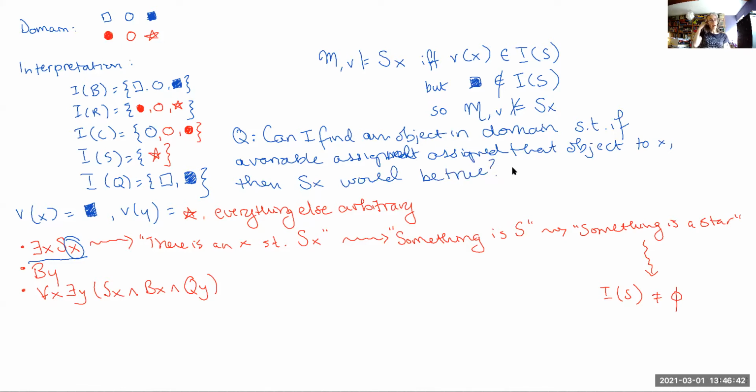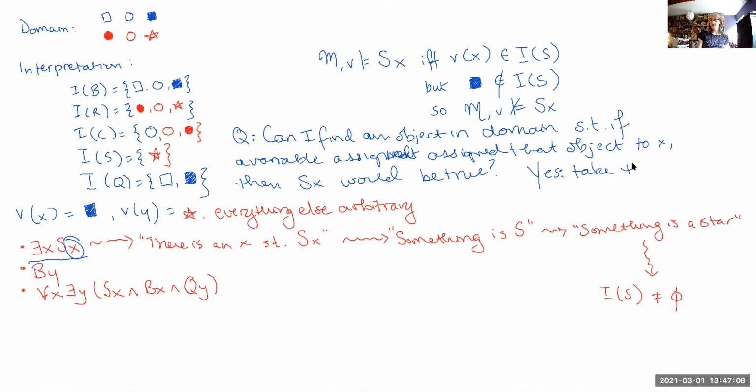So right now it's not true because x is picking out this filled blue square. But we could change variable assignments. And we can do it in a particular way. We can change the variable assignment just in terms of what x picks out. And that is the notion of an x variant.